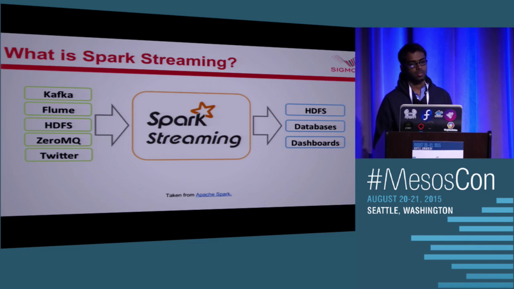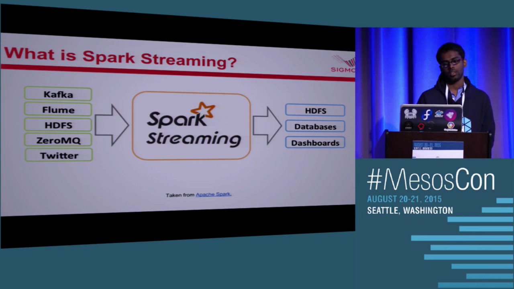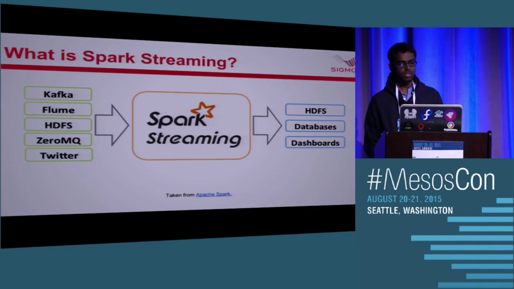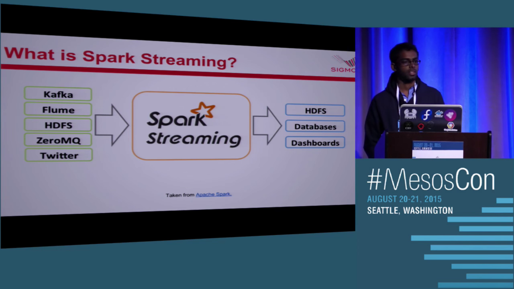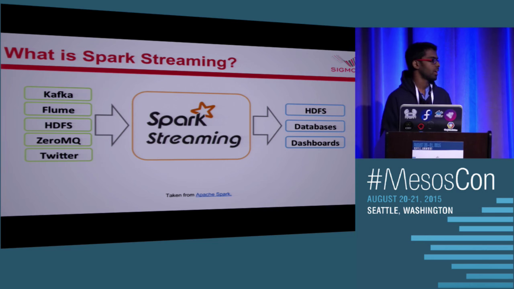Now, what is Spark Streaming? Spark Streaming is a platform which can absorb data from Kafka, Flume, HDFS, Twitter, or even from your custom data sources. You can have a custom data source to get data into Spark Streaming. And once data is in Spark Streaming, you can do some analytics or some transformation over the data, and then you can dump it to your HDFS or databases, or even power your dashboards with that.